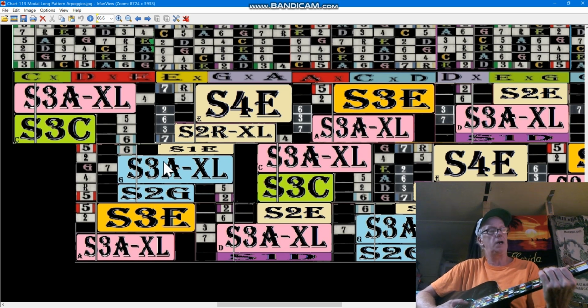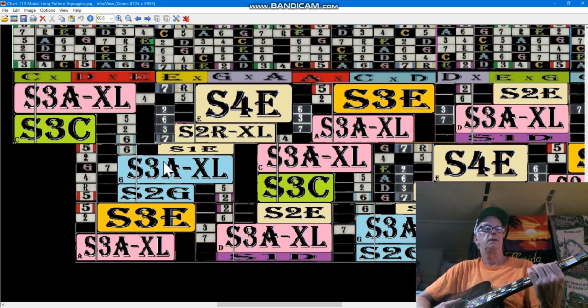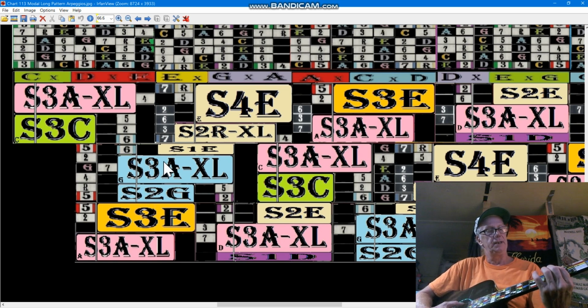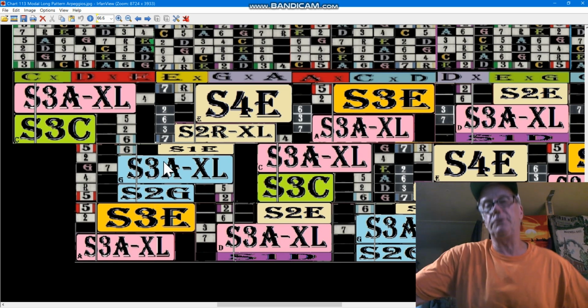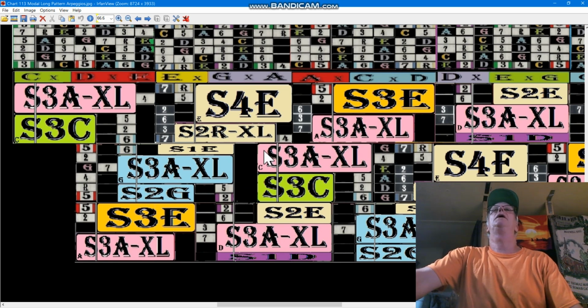Okay, so that's why the G string shape starts on a 6. Well, that's good. We're doing pretty good today. And we're on the main chart here.